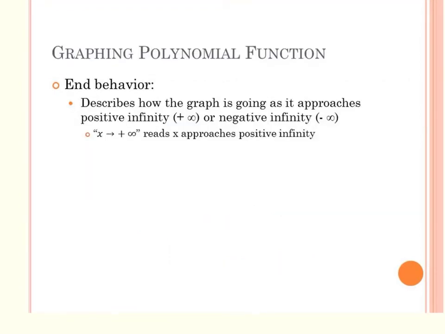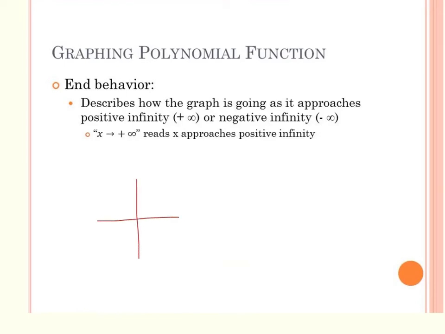So the next thing we want to talk about is graphing a polynomial function. And a key thing when you're graphing a polynomial function is what is the end behavior going to be? And so there's two ends to these. And so the question is, what does the graph do as x goes to positive infinity? And what does the graph do as x goes to negative infinity?